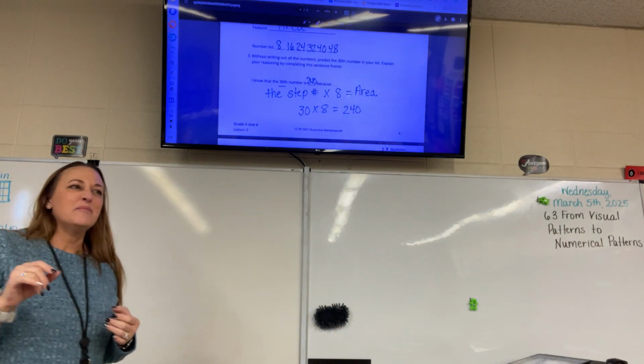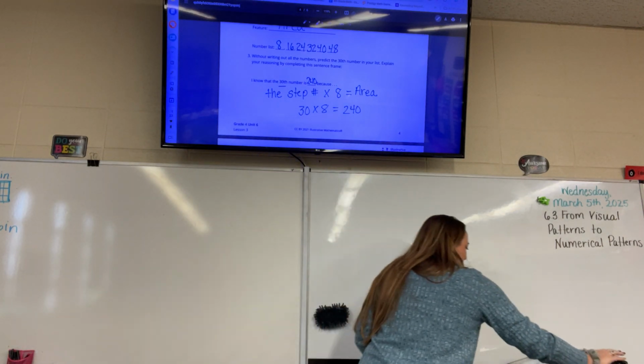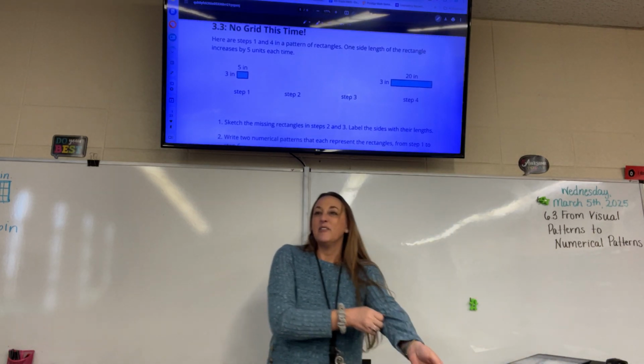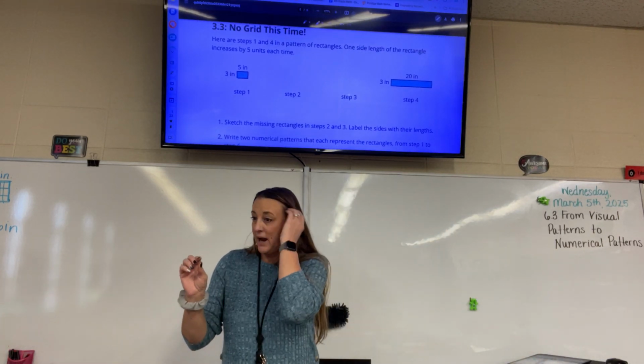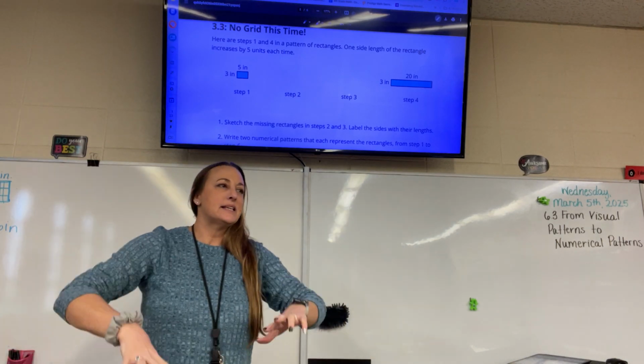So, can you imagine fitting 15 boxes in this little tiny box? They'd be little tiny squares, right? And the area tells us what's inside the figure.